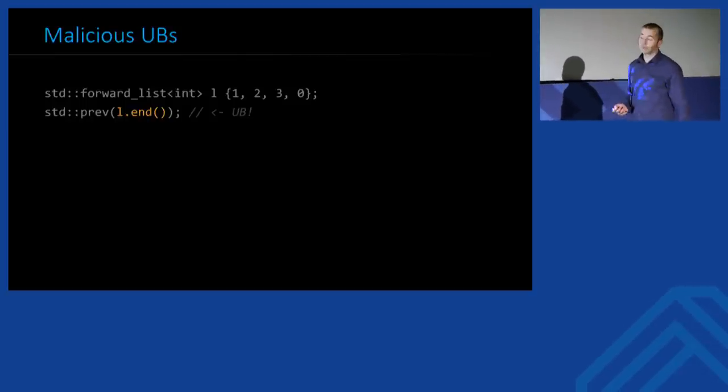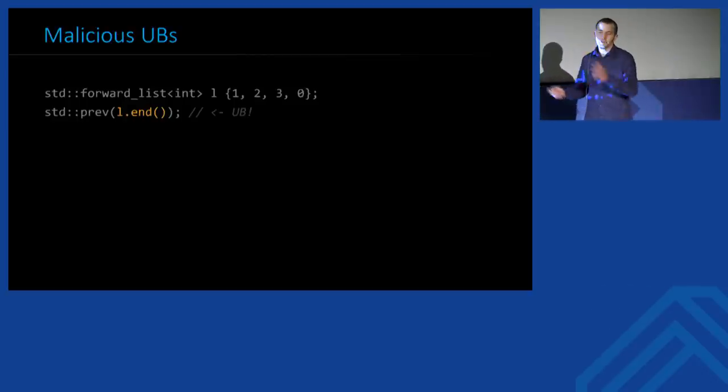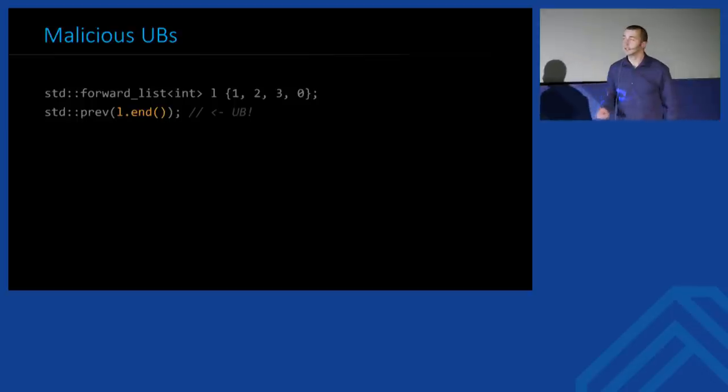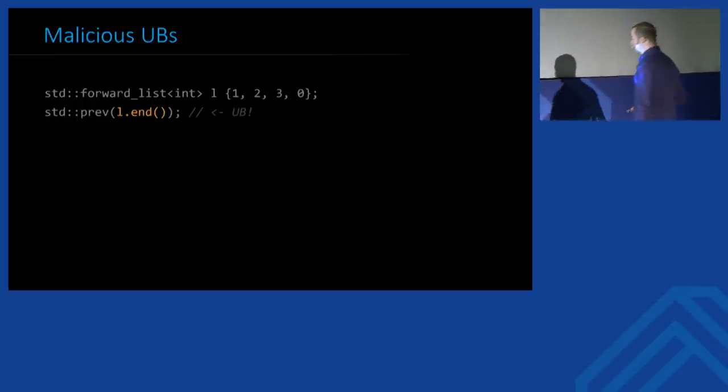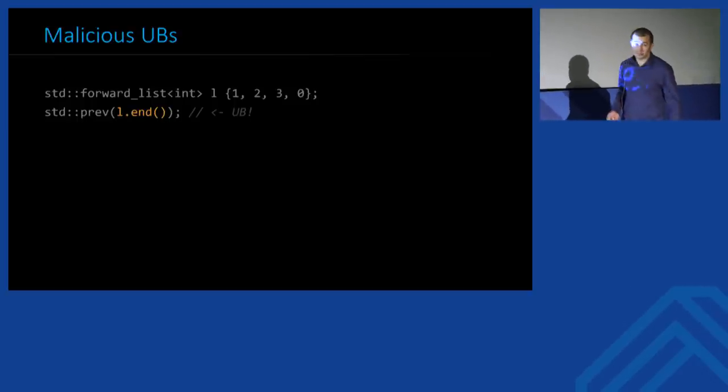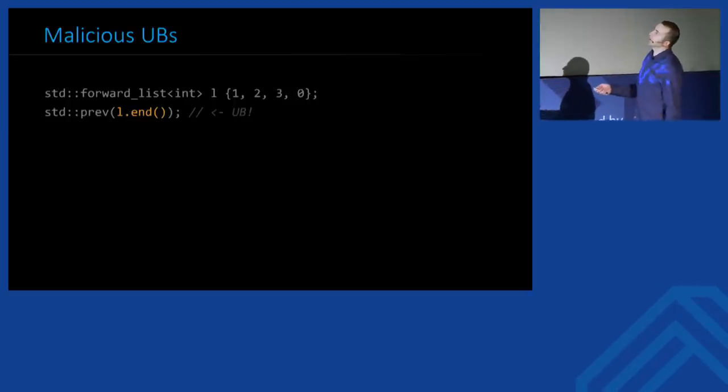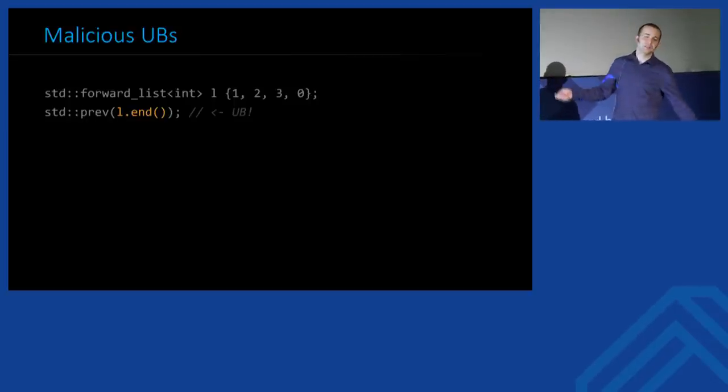If we check it with Visual Studio, it has a static assert, it fails to compile. It's just their goodwill to do it, because they don't have to. If you compile it with Clang, it has enable_if tricks, it will not compile. In case of GCC, because they don't have to, we get a bug. And of course, nobody creates a forward list and passes it to prev.